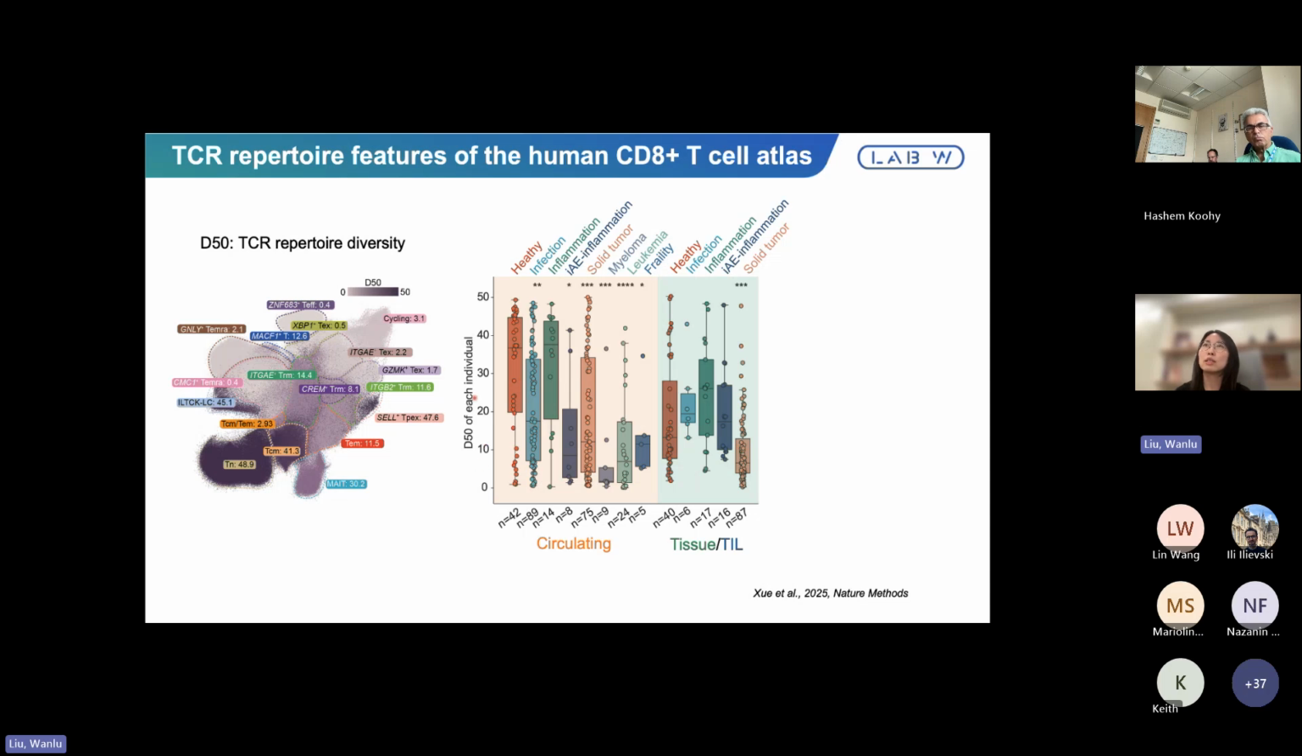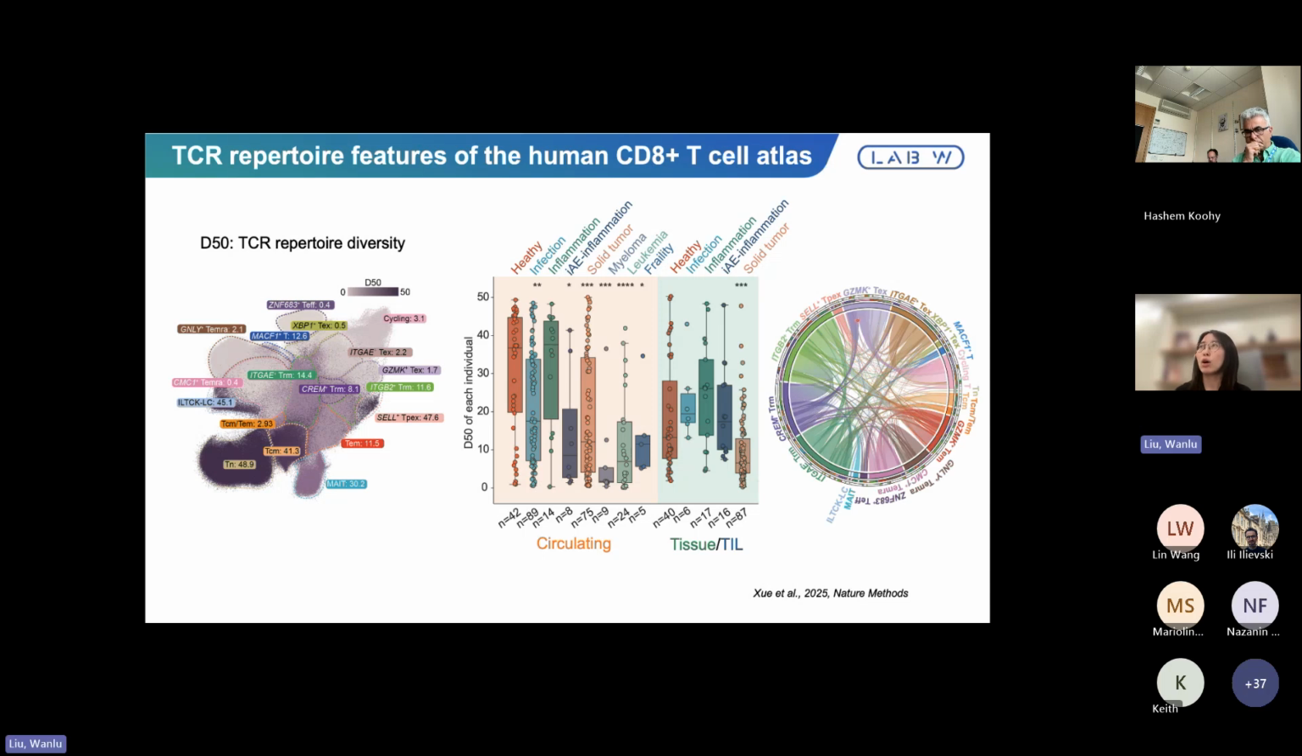And this is also along with the disease conditions. You can see the D50 of each individual in our datasets, comparing, for example, healthy with solid tumor, leukemia or other disease conditions, the TCR diversity is significantly reduced. We can also see between different T cell subtypes what the clonal sharing is, and you can see that there are very dynamic T cell clonal type sharings or dynamic transitions between different T cell subtypes.